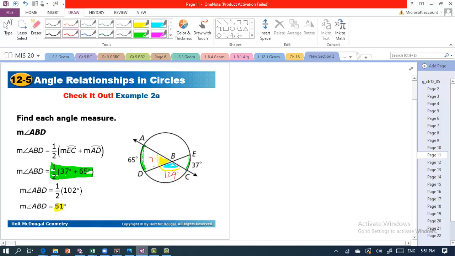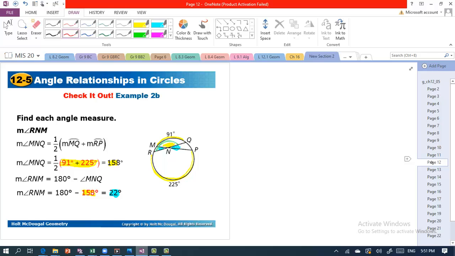Can we find the rest? Yes. If ABD is 51, I can find DBC by subtracting it from 180, supplementary or linear pair. So 180 minus 51 is 129, and we can find the rest of the arcs as well. We can find the measure of all the parts of the circle as soon as we have found the internal angles or the intercepted arcs.